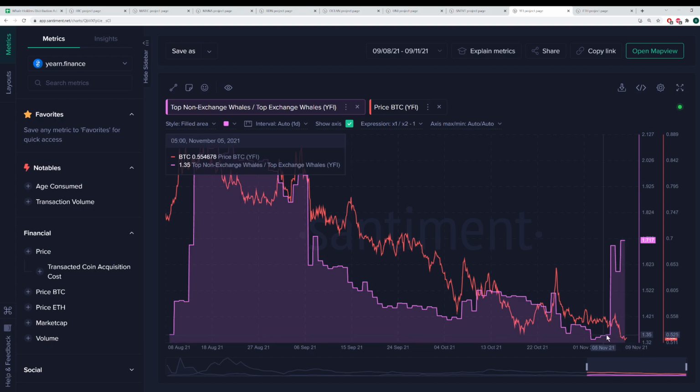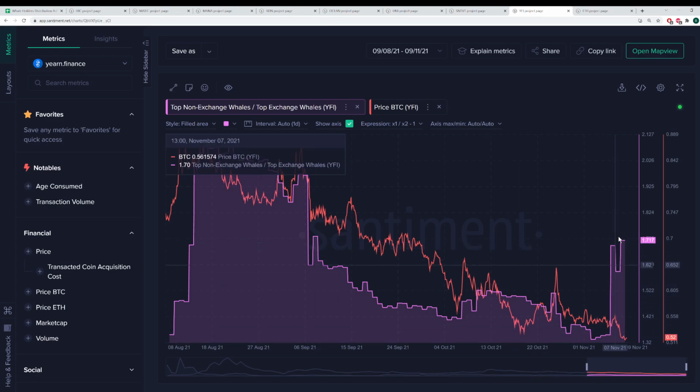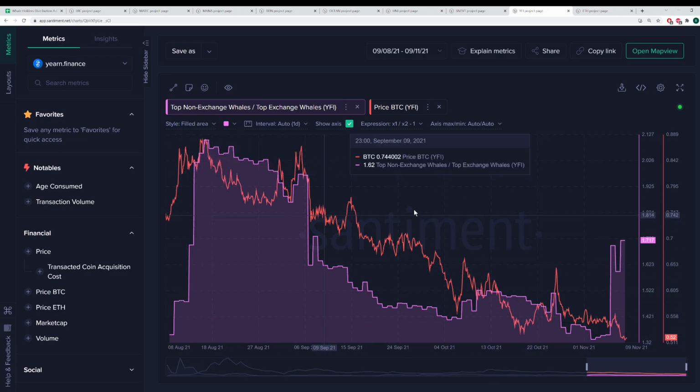And I really am interested to see what the price does with this huge spike in the ratio going back up to really the highest it's been since early September. You don't typically see these huge jumps upward. The last time we saw it was in early August, or early to mid-August, just about 3 months ago. So keep that in mind for Wi-Fi.